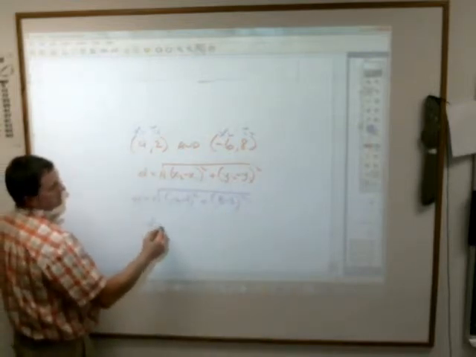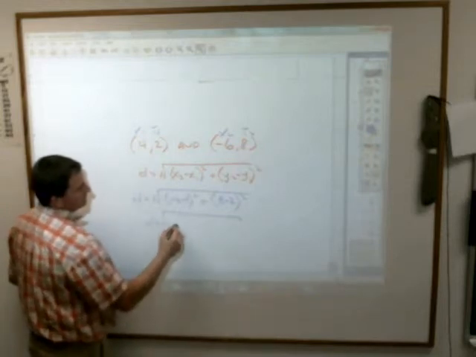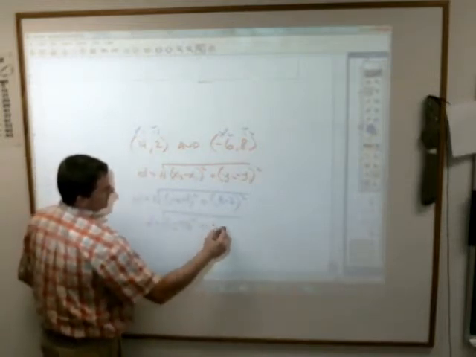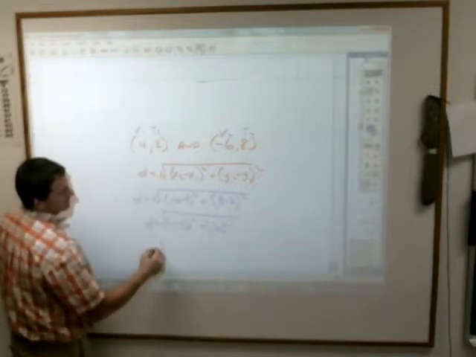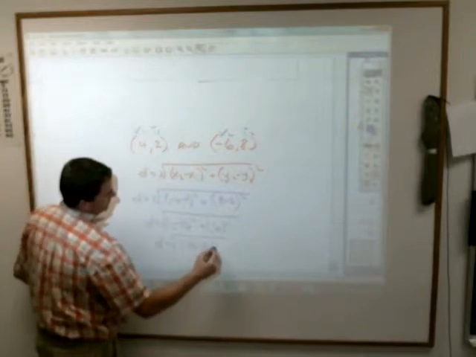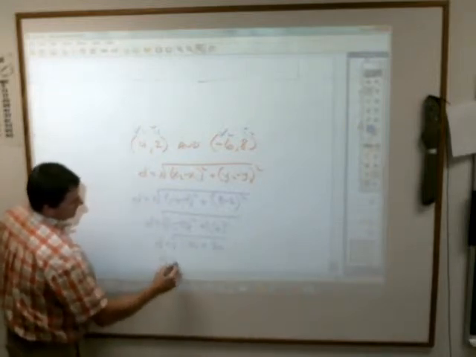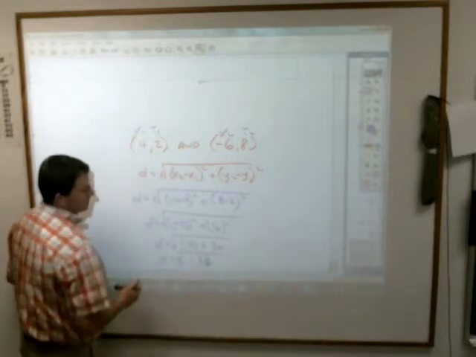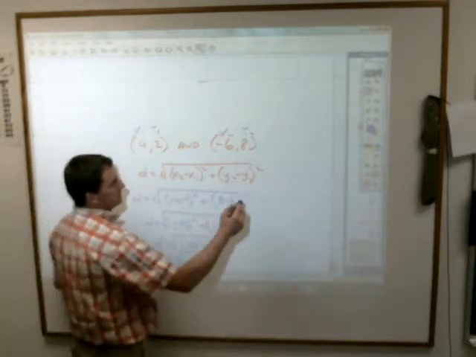So distance is going to equal the square root of negative 10 squared plus 6 squared. Distance is going to equal the square root of 100 plus 36. Distance is going to equal the square root of 136. Can I simplify the square root of 136?